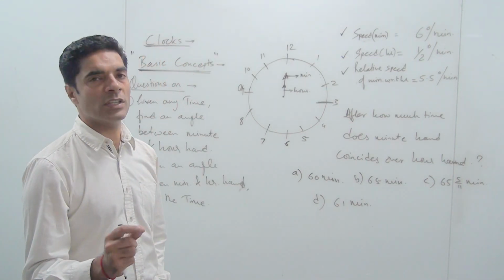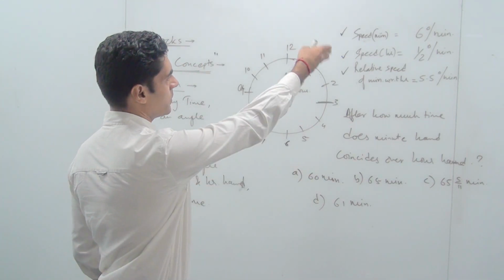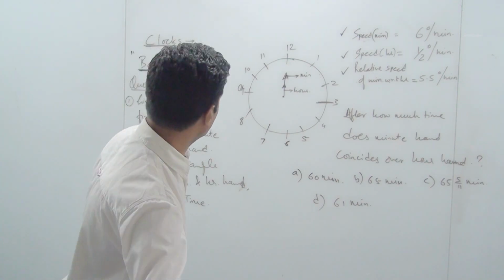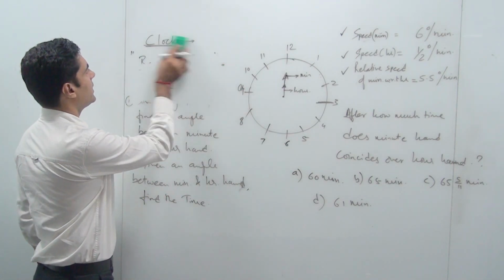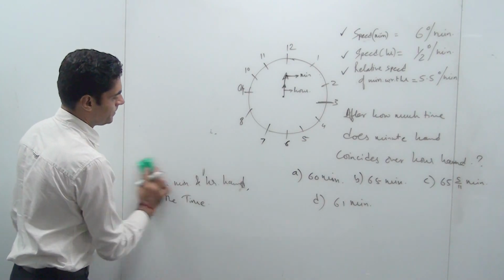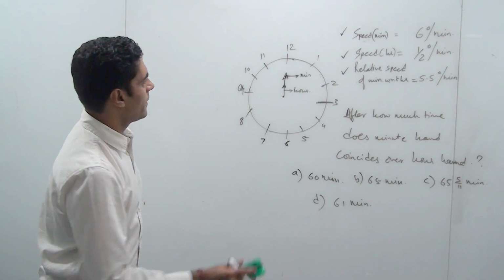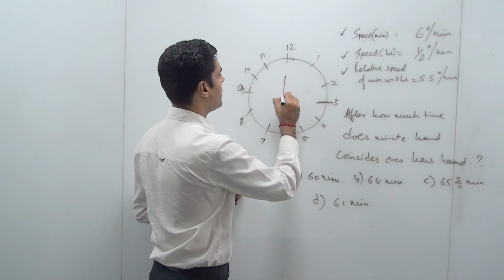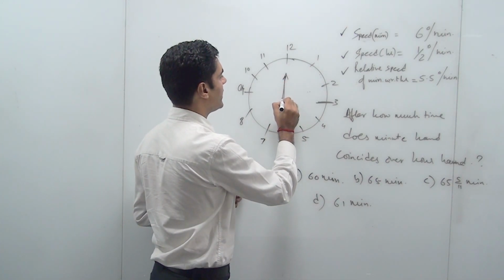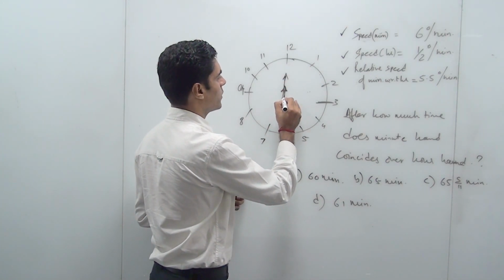But nevertheless, there is a specific way of approaching this question, and that is very simple if you go logically. Fine. So let's say I want to find the answer to this question. One of the approaches is, let's say if this is 12 o'clock wherein both minute and hour hand are together. This is the position at 12 o'clock.